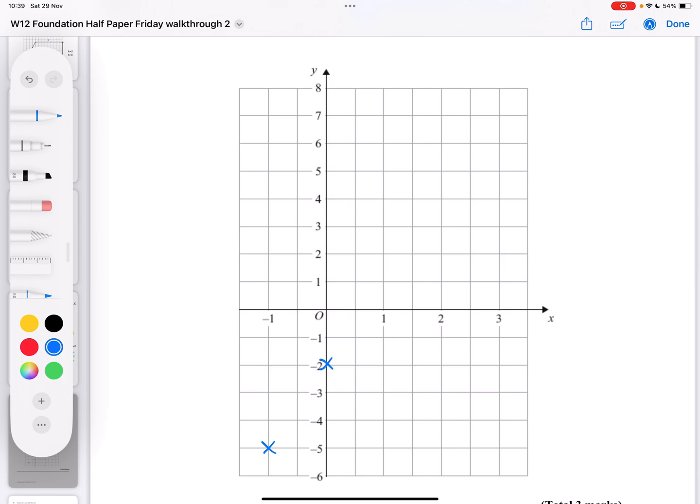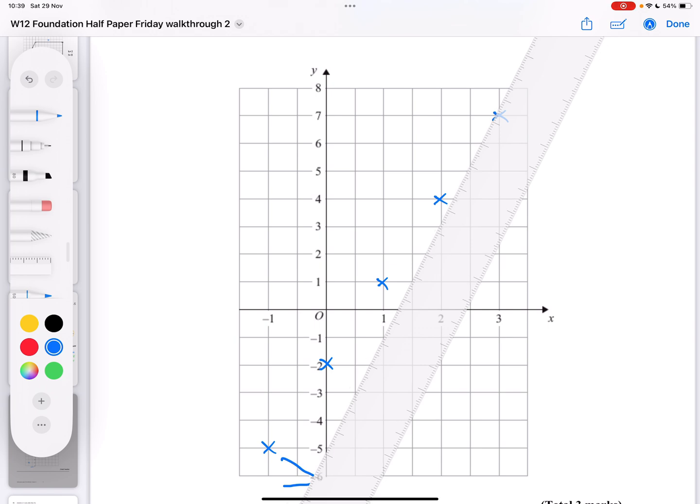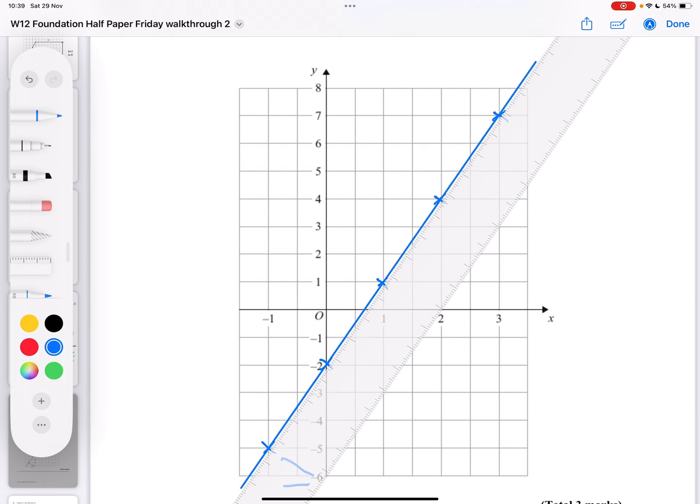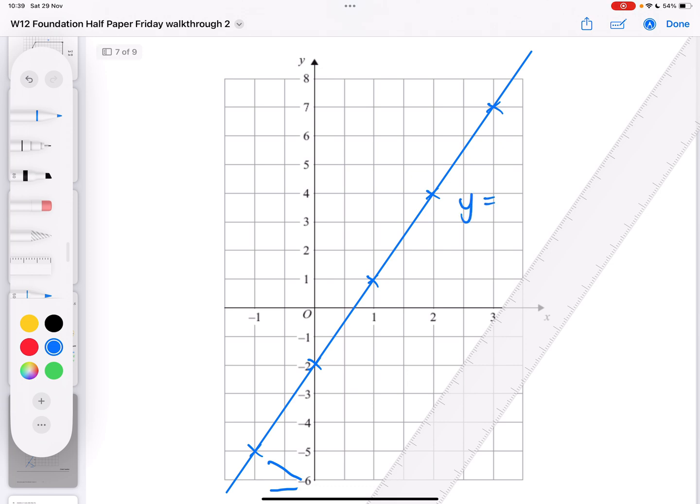I'm going to plot the graph using the coordinates -1, -5, 0, -2, 1, 1, 2, 4 and 3, 7. And then don't forget to join it up with your ruler to plot the line. And that is the line of y equals 3x minus 2.